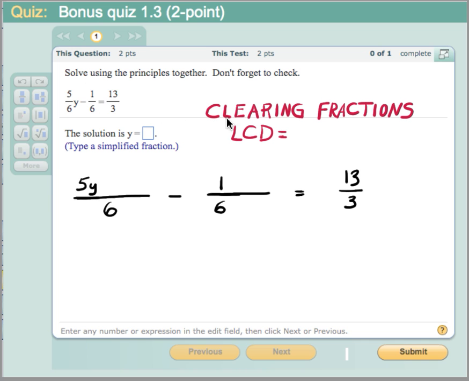But what I want to do is use a technique called clearing fractions. And it's a wonderful problem to begin that with because it's a simplified version of what we're going to be seeing in Chapter 6. And I want to introduce you to this technique I've come up with that really cleans up that elaborate technique of clearing fractions. It makes it very simple.